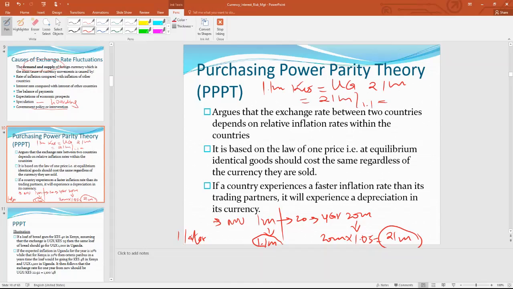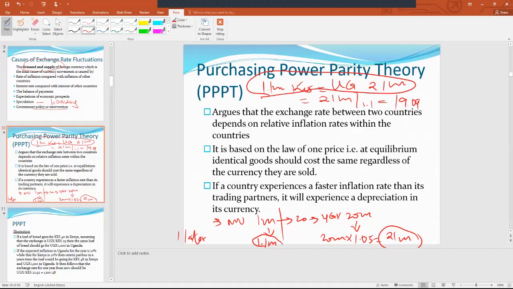21 divided by 1.1, and we get 19.09. Therefore, that's the quotation in a year's time: 19.09. So in a year's time, the spot rate will be 19.09, purely based on the price of the commodity, the law of one price.